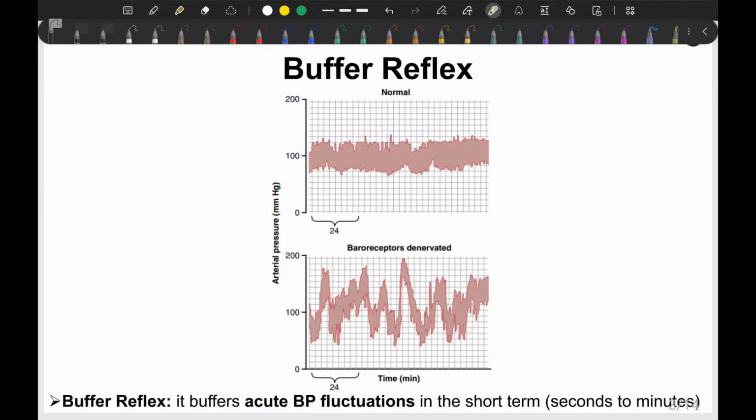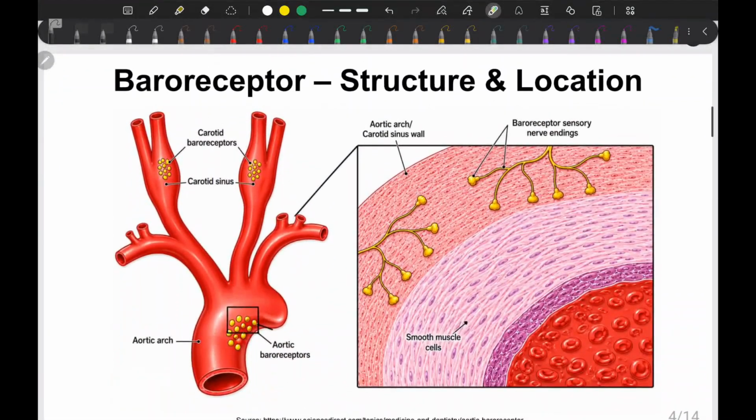What do you mean by buffer reflex? Let's see. In the first graph, we have normally functioning baroreceptors. You can see that the fluctuation of blood pressure over 24 hours is very minimal compared to the second graph, where baroreceptors are denervated, or inactivated. In this situation, the 24-hour BP fluctuation is very high. You can see the large spikes of BP. So without baroreceptors, our BP will fluctuate more compared to normally functioning baroreceptors. So we call this reflex a buffer reflex. Why? Because it buffers the acute BP fluctuation in a very short term, on a second to minute basis.